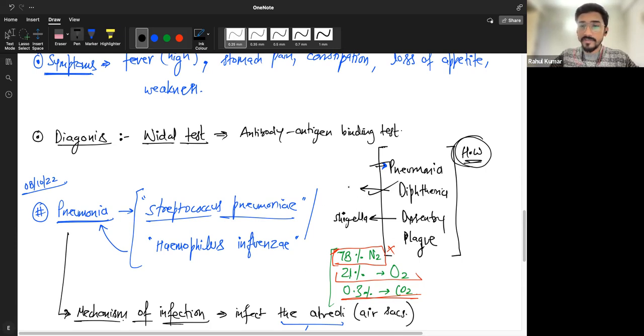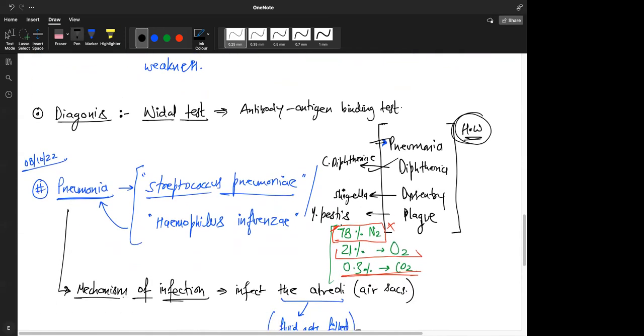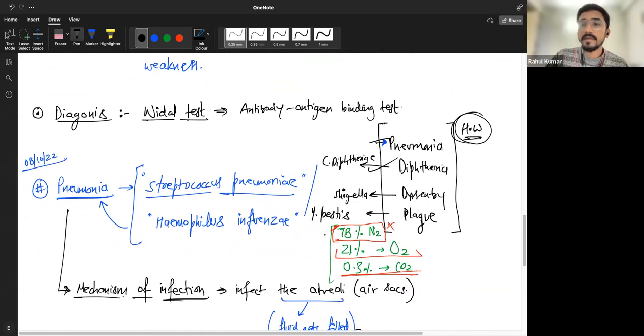What is the causative agent of plague, like Shigella, Corynebacterium diphtheria? This is a bacteria called Yersinia pestis. Yersinia pestis causes plague. Corynebacterium diphtheria causes diphtheria. Streptococcus pneumonia or Haemophilus influenzae causes pneumonia. Everything is clear? Bacterial disease is clear to you, everyone? Yes, sir. And now in plague, anyone tell me what are the symptoms quickly and how it spreads?